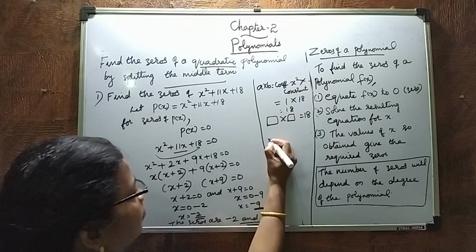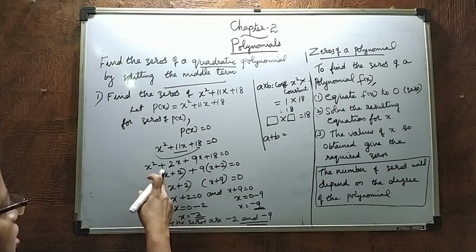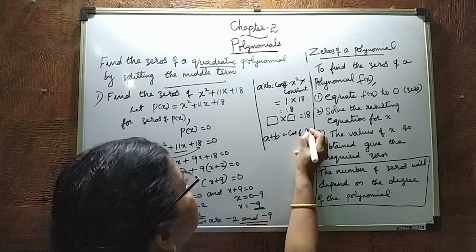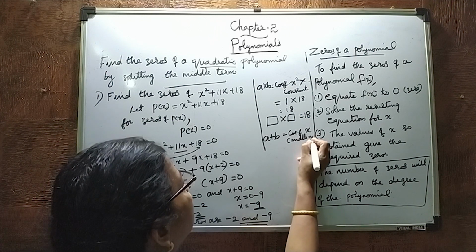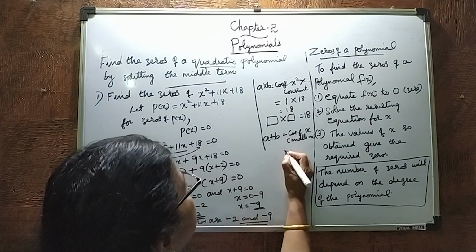Now next one, a plus b. a plus b means the coefficient of x, or the middle term, the middle number. Okay, then the coefficient of x is 11.